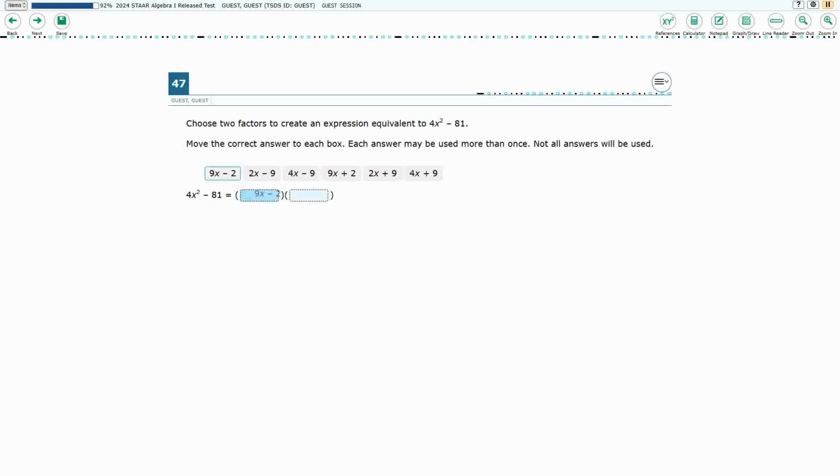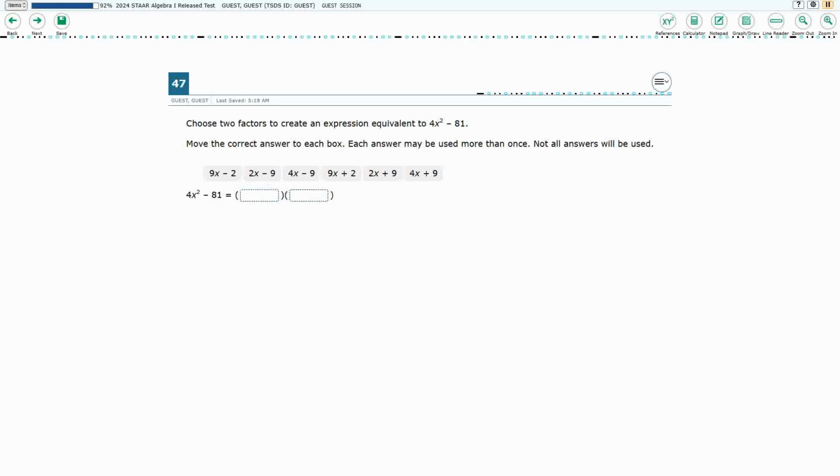So we have a drag and drop here. You notice that we can use each answer more than once, so you could have the exact same factor for both of these that we're looking for. That's a possibility. And it is a 2-point problem. So if we try to move on without selecting both answers, we're going to get that warning message. So let's go ahead and see what we have here.